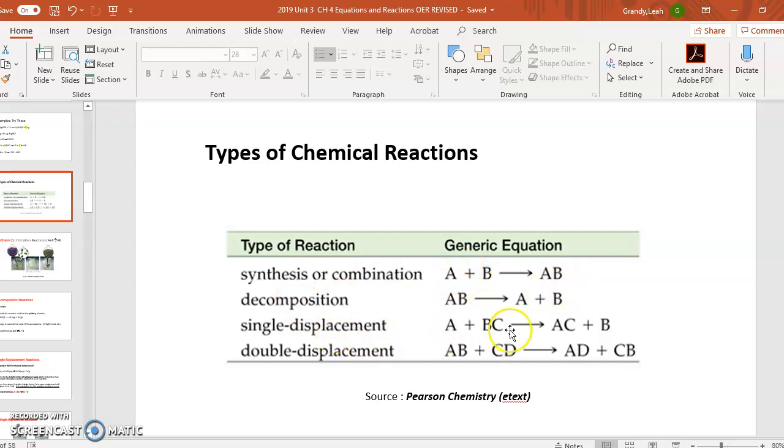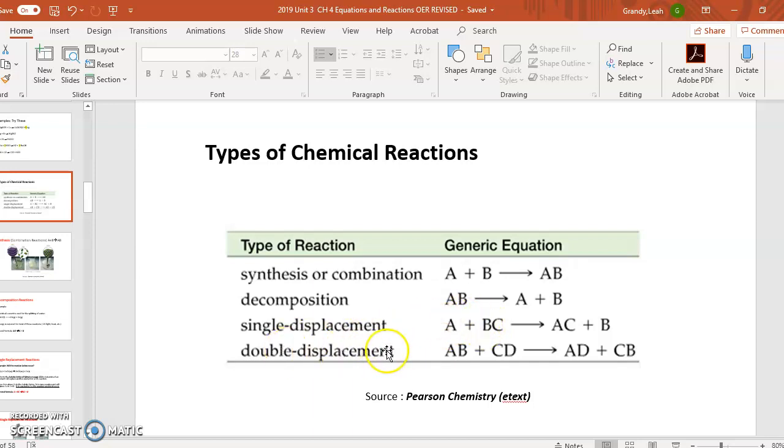And then the single displacement, if we were to use a general A plus BC, notice that A has taken the place of B and B has been displaced. So sometimes this is called single displacement or single replacement. They mean the same thing. And this will be when we have an element plus a compound, and typically it is a metal displacing a metal in a compound, but it also could be a non-metal displacing a non-metal. We'll look at the different types.